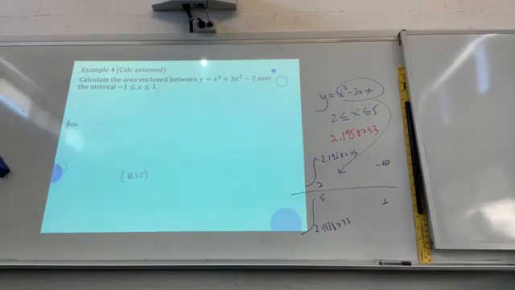This is calc assumed, so use your calculator. Use your calculator, please. Clear everything first. So this time it is x cubed plus 3x squared minus 2.